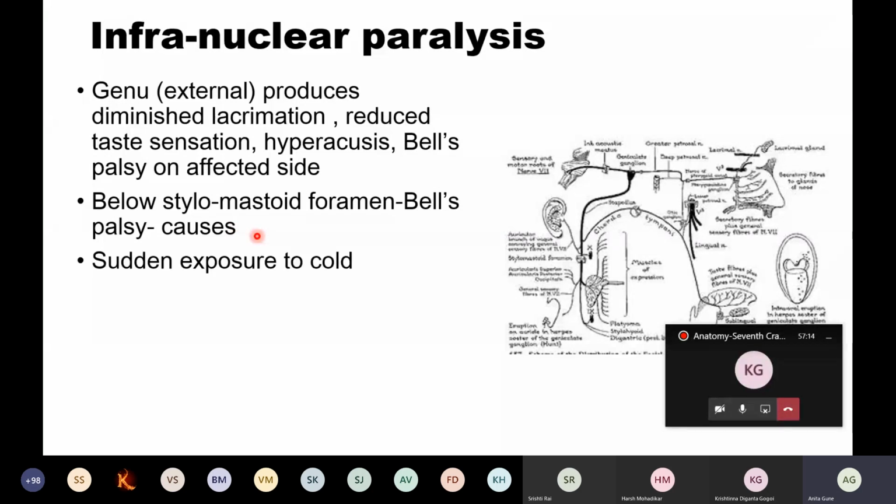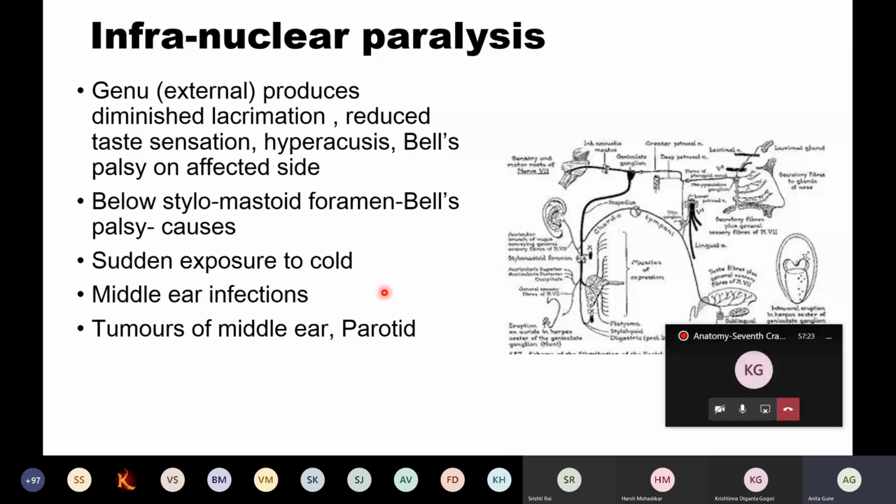What are the causes of it? As this is related to the mastoid cavity, sudden exposure to cold or any mastoid infections can lead to it. Any tumor of the parotid or the mastoid will lead to infranuclear paralysis. It will be partial or complete depending on the lesion. If there is only edema or partial compression, it will lead to a partial lesion. But if there is complete obstruction or a tumor, then it will be complete paralysis.